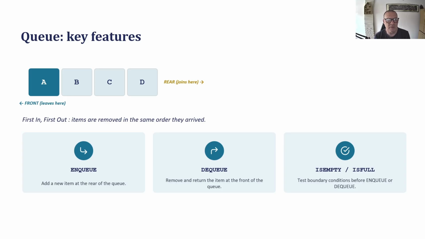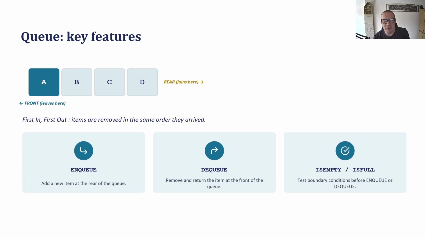Remember, it's a first in, first out data structure. Items are removed in the same order they arrive. And the functions we have are things like enqueue, dequeue, and isEmpty and isFull again. So enqueue just means to add to the queue. So we add a new item at the rear, that's enqueuing. And dequeue means to remove an item from the front of the queue.